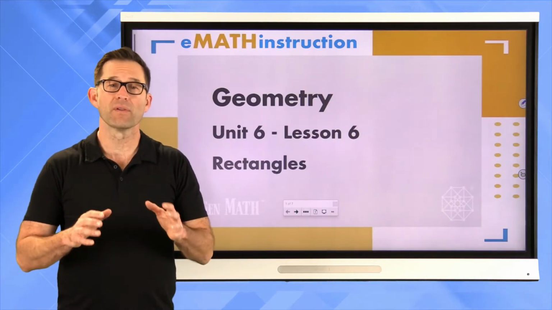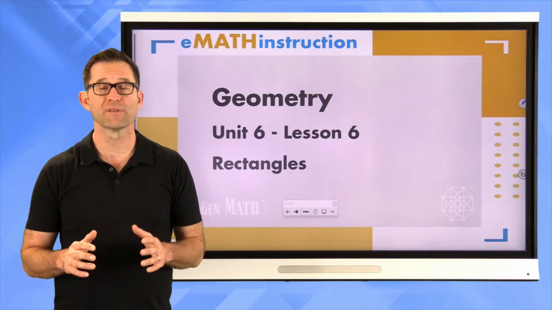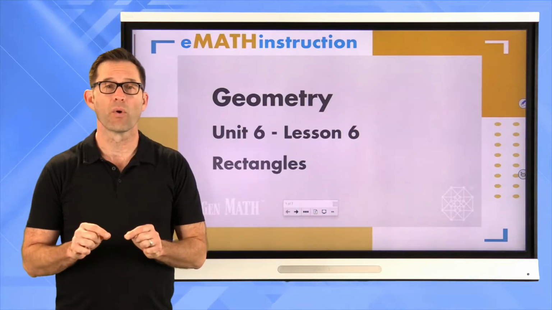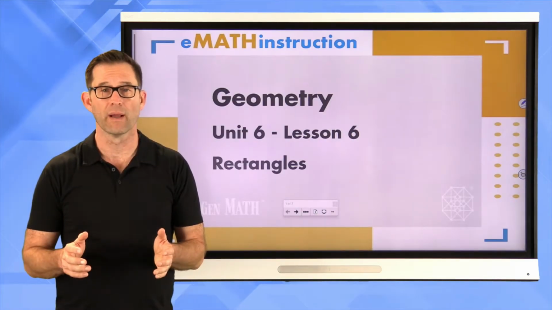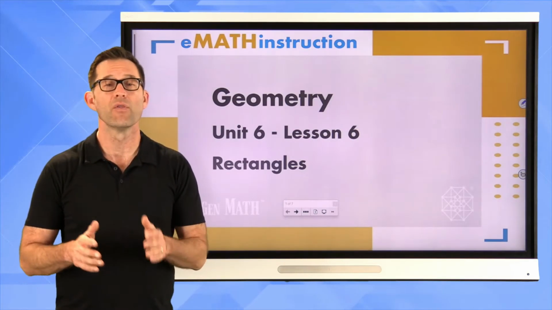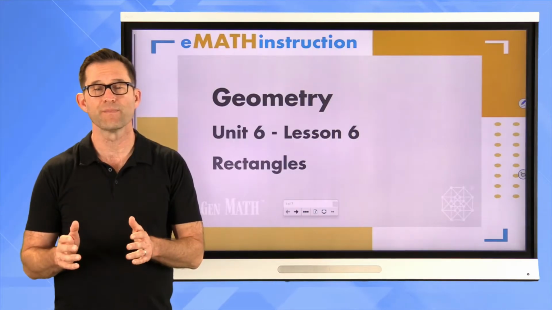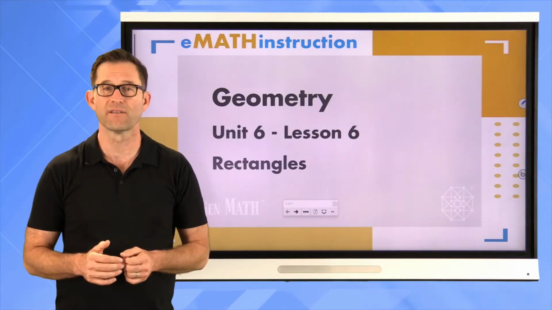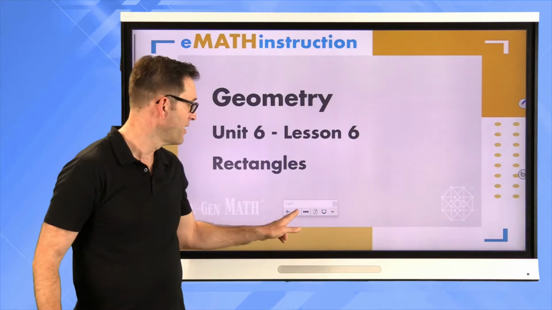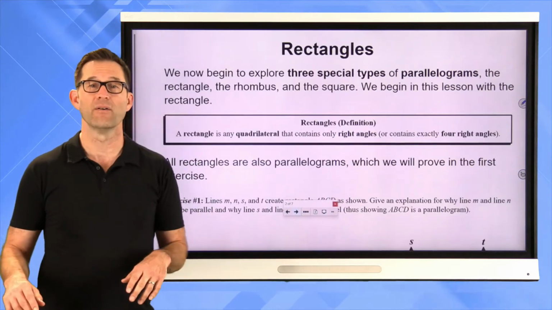So now that we've laid our groundwork with parallelograms, we're going to start to explore special types of parallelograms, right? Those are the rectangles, the rhombuses, and the squares. We're going to take each one of them a lesson at a time. So let's jump right in and take a look at the humble rectangle.